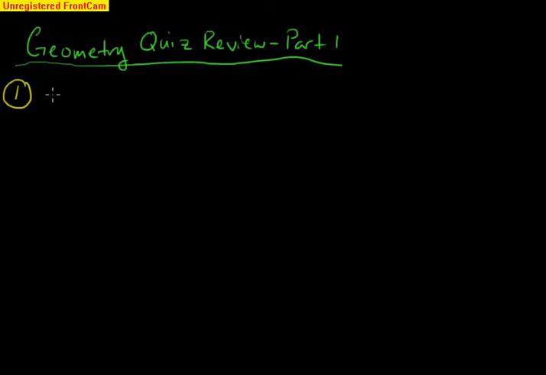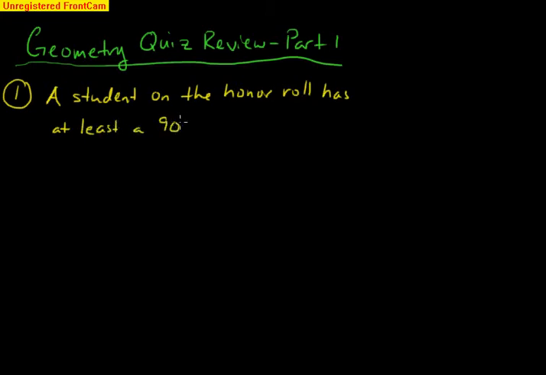Okay, so our first problem here, I'm going to write a sentence. It says, a student on the honor roll has at least a 90% average. Okay, so this is the statement, and what I want is for it to be written in if-then form. I want the conditional. So it says a student on the honor roll has at least a 90% average. There's no if in the sentence, so we're going to start left to right.